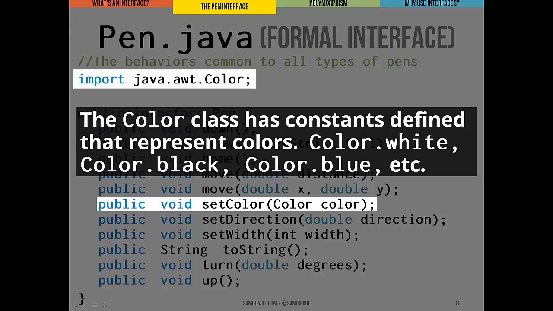Now, one note, the Color class, which you can see here, we import it from the java.awt package, and we have a method called setColor that takes a Color object as an argument. The Color class is the way we represent colors in Java. The class has a bunch of constants, including Color.white and Color.black and so on. Those are for commonly used colors. That's just a helpful note.